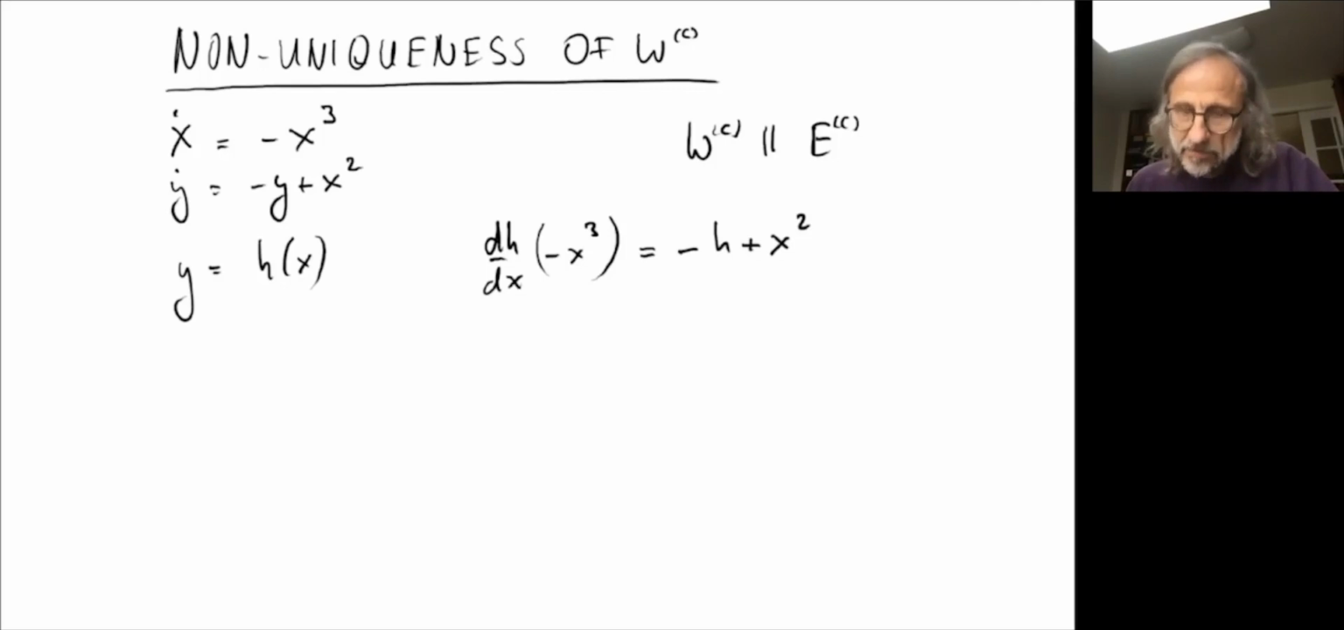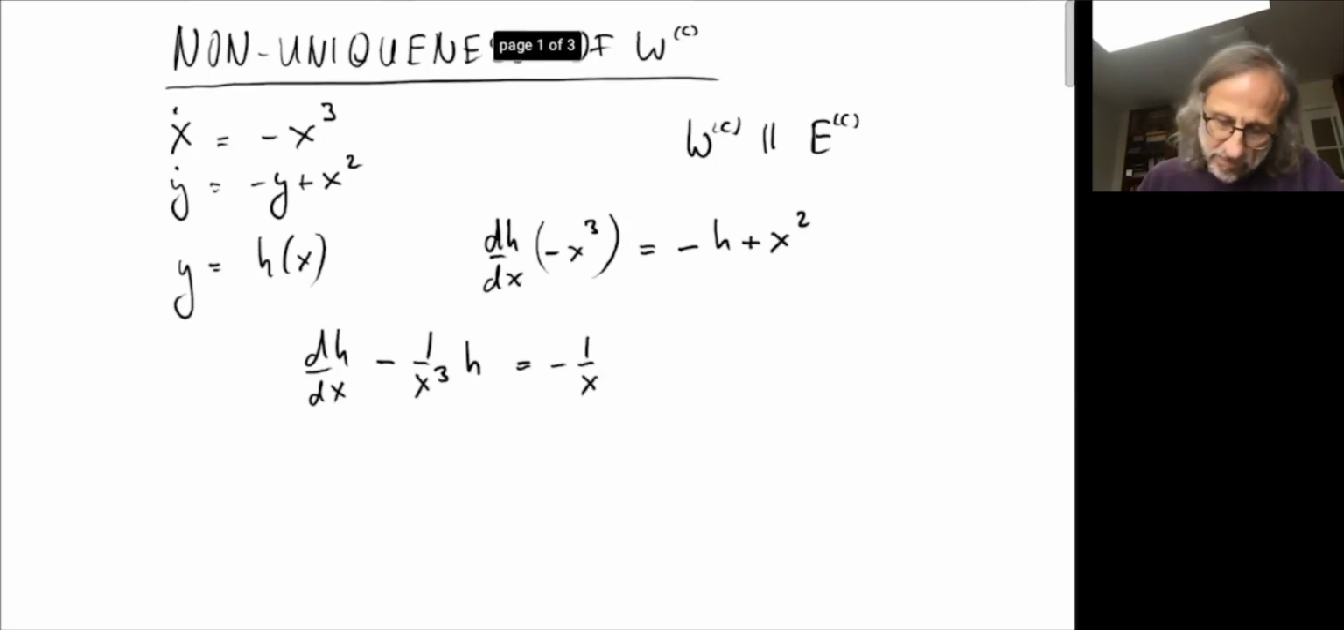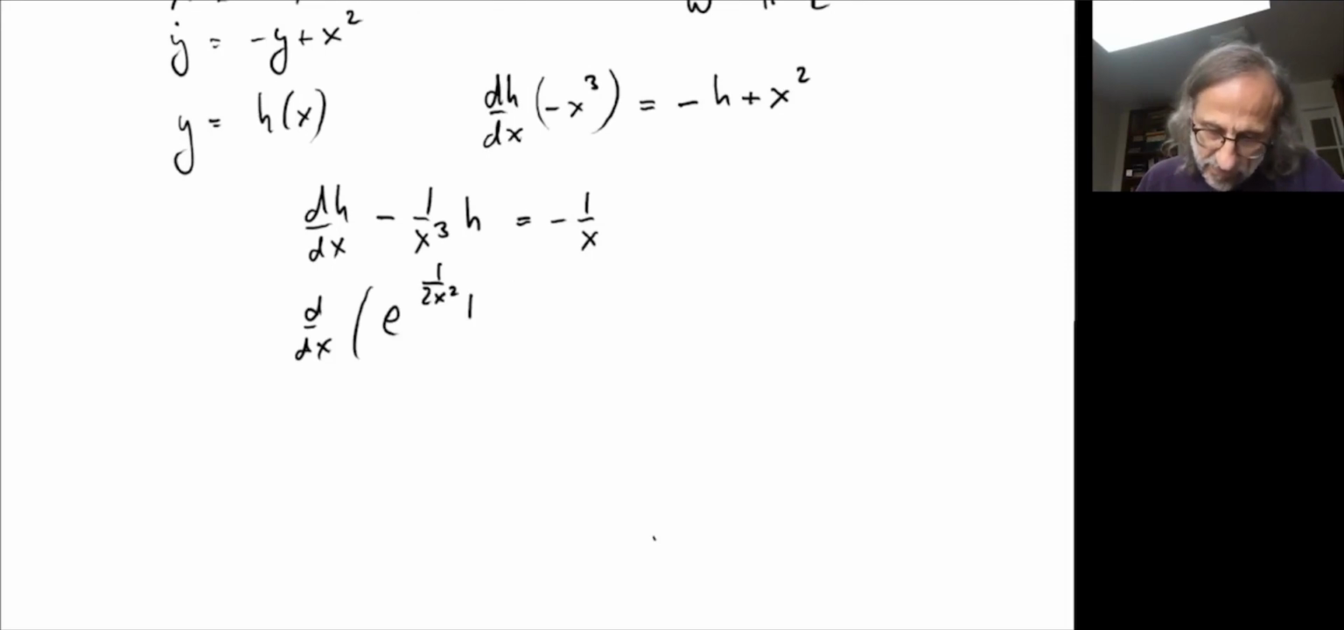So this is linear in h, and therefore we can actually solve it exactly. So we get dh by dx minus 1 over x cubed h equals minus 1 over x. And using an integrating factor, we get then d by dx times e to the 1 over 2x squared times h equals e to the minus 1 over 2x squared times 1 over x.